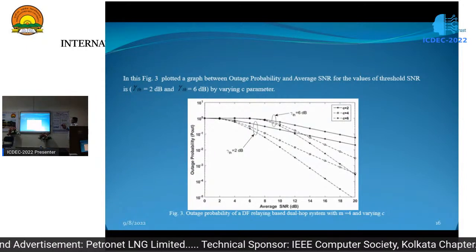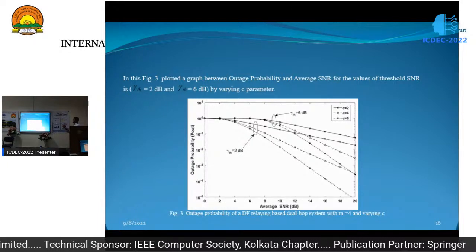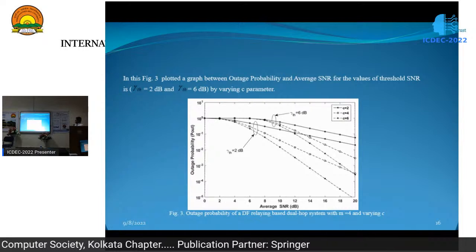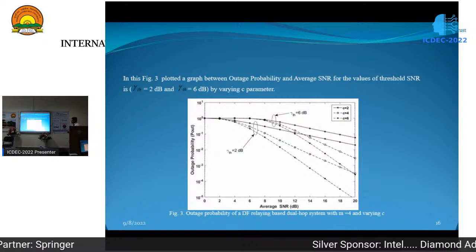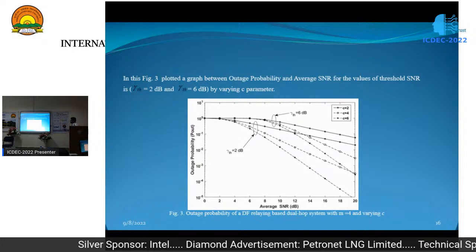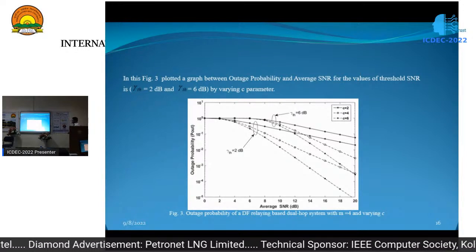In comparison of outage probability and average SNR, as the average SNR rises, the outage probability decreases and we get better performance. This trend of increasing average SNR and decreasing outage probability is quite obvious. It will be in all cases.